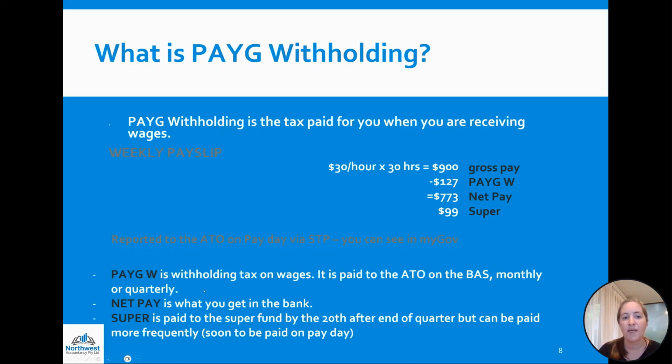The pay-as-you-go withholding, that's the wages tax. And this is important in a couple of slides' time when we work out how much tax you're paying, because work's already paid some for you. Net pay is what you get in the bank, and superannuation is money that's going to be banked into your superannuation fund at some stage.